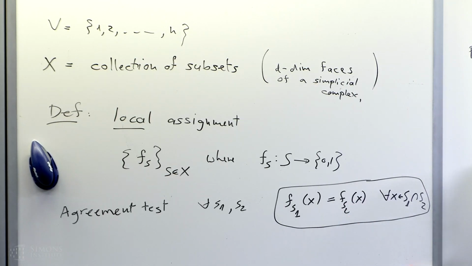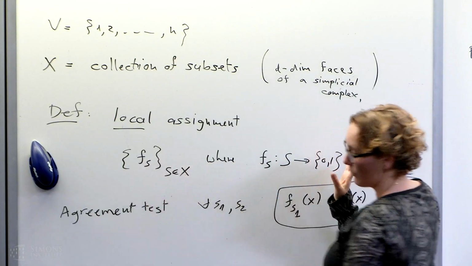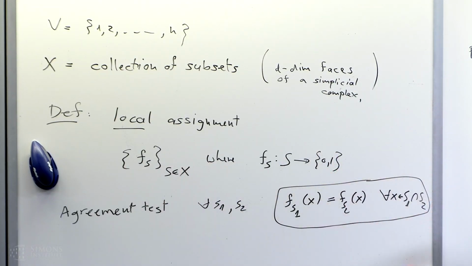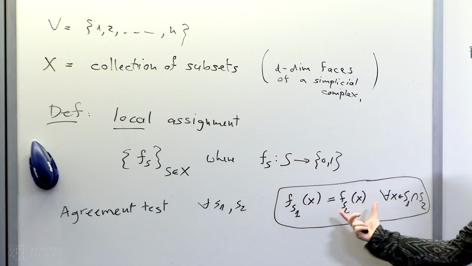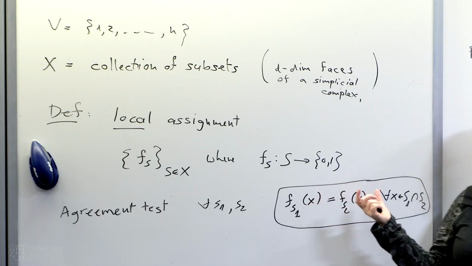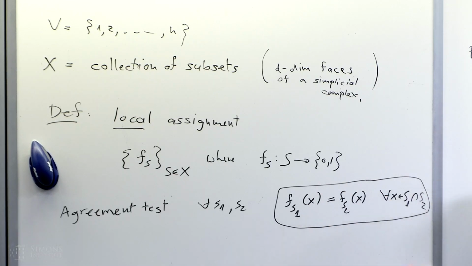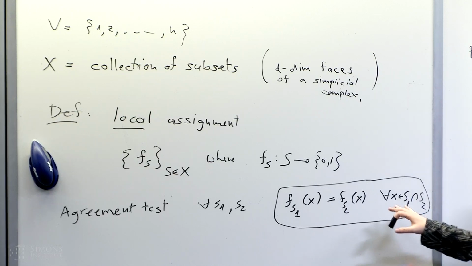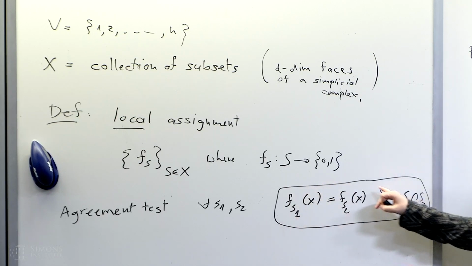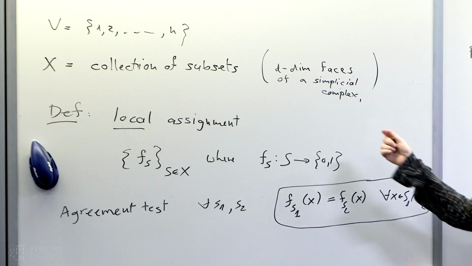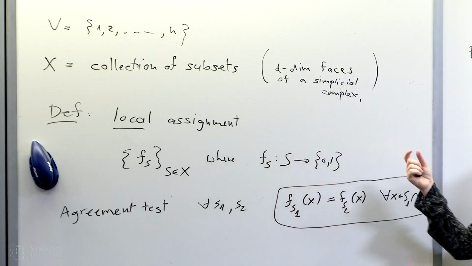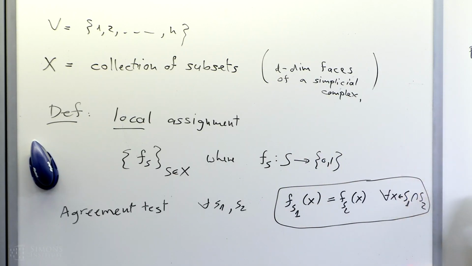Just for terminology, something can be a local assignment even if it fails the agreement test. Yes, so a local assignment is just a collection of local functions. It can be anything. And an agreement test looks at a local assignment and requires that these conditions hold. So now we can go back to the definition we had for constraint expanders and say, okay, who are the local assignments that satisfy all the agreement tests? Okay, so it depends on the collection of subsets. But when this collection is connected, these are only global assignments.